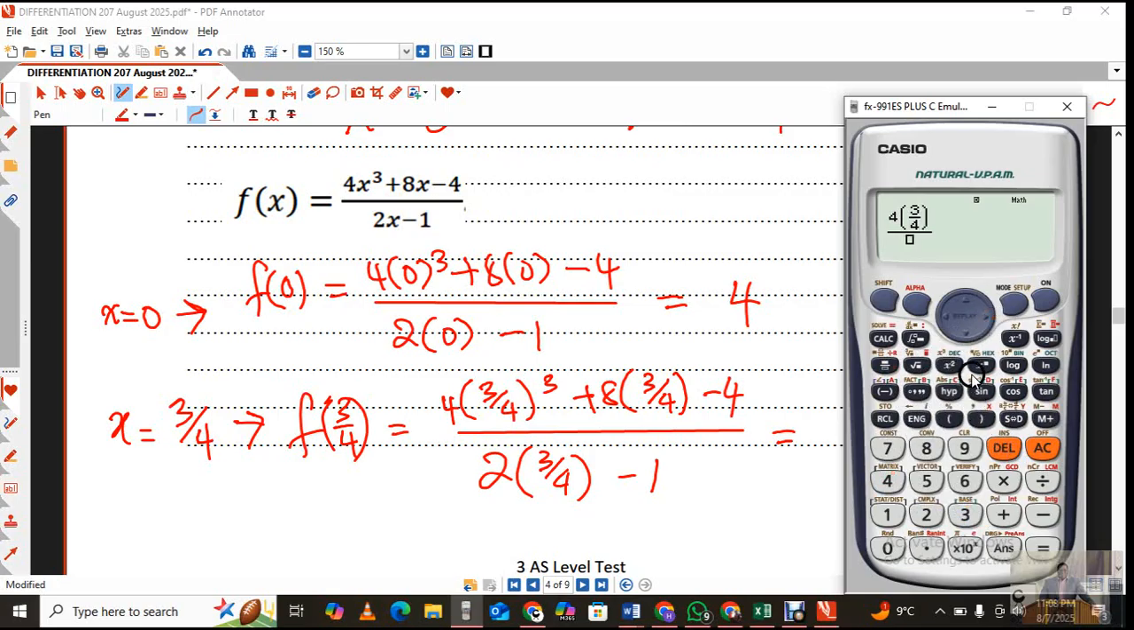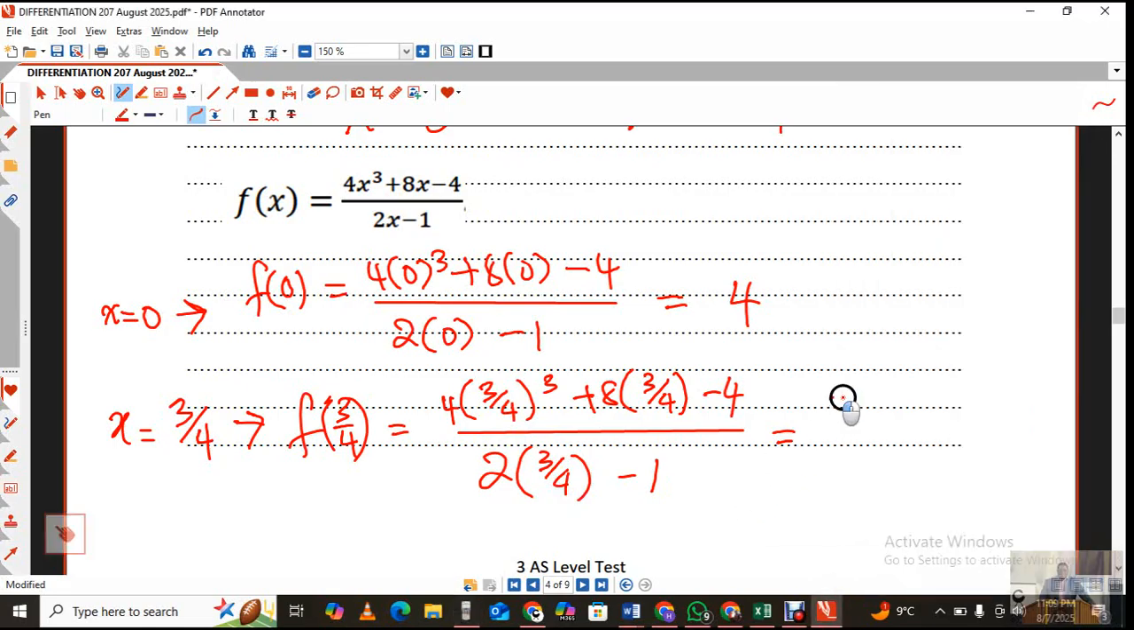and all of that should be cubed. Then you have plus 8 times 3/4, minus 4. All of this is going to be over 2 times 3/4, take away 1. Okay, that is 59 over 8. Let's just leave it as 59 over 8.